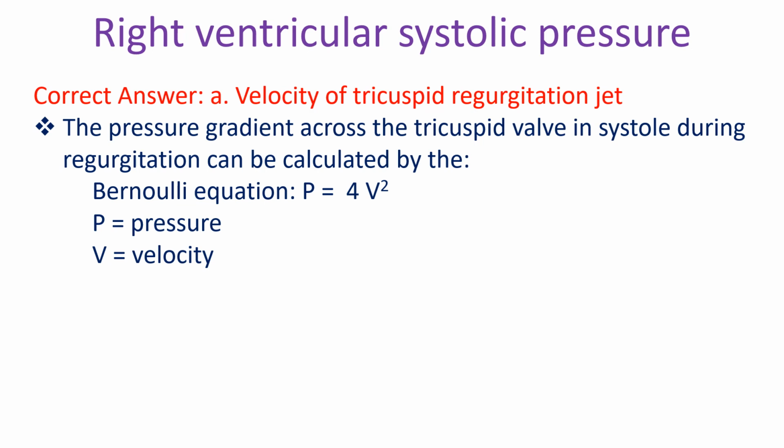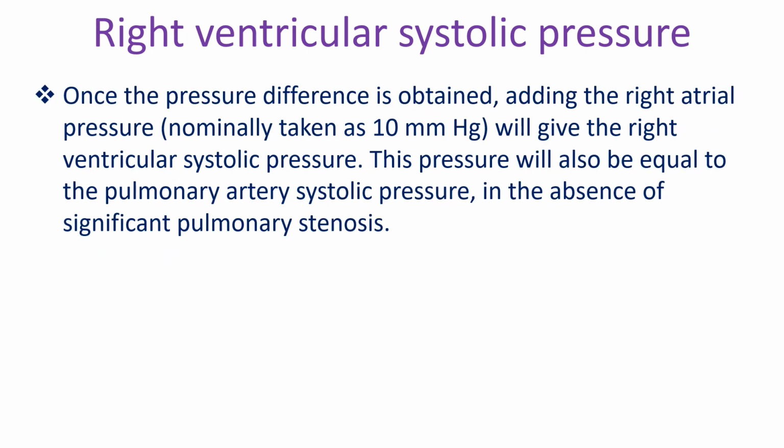The pressure gradient across the tricuspid valve in systole during regurgitation can be calculated by the Bernoulli equation P equals 4V squared. P is pressure, V is velocity. Once the pressure difference is obtained, adding the right atrial pressure, nominally taken as 10 mm of mercury, will give the right ventricular systolic pressure. This pressure will also be equal to the pulmonary artery systolic pressure in the absence of significant pulmonary stenosis.